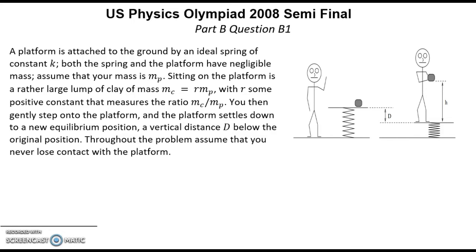Part B, Problem B1. A platform is attached to the ground by an ideal spring of constant K. Both the spring and the platform have negligible mass. Assume that your mass is mp. Sitting on the platform is a rather larger lump of clay of mass mc equal rmp, where r is some positive constant that measures the ratio mc over mp.